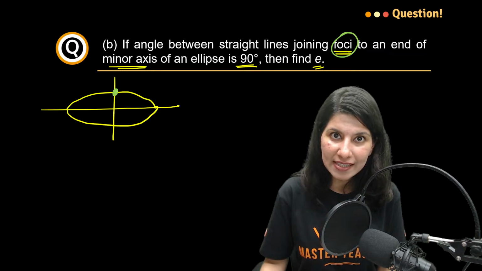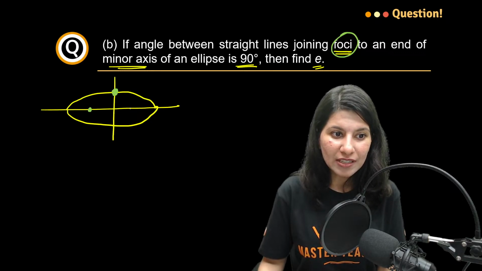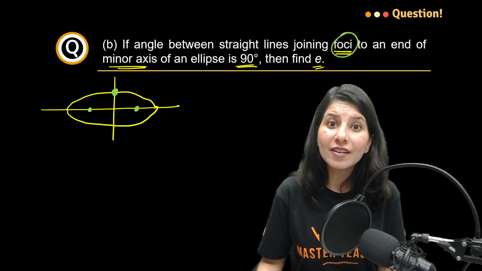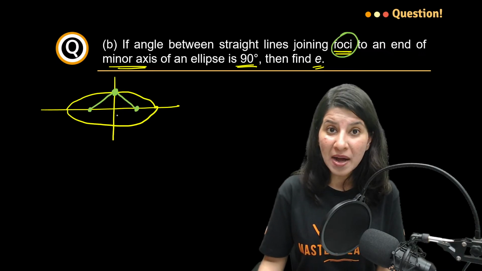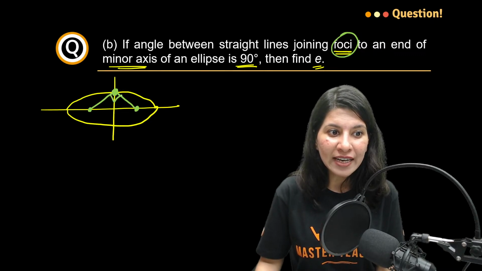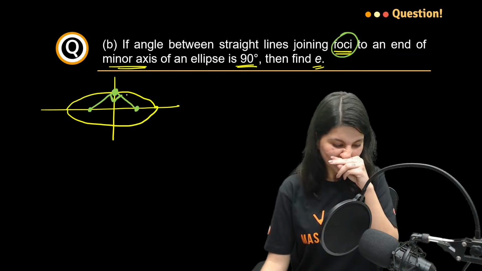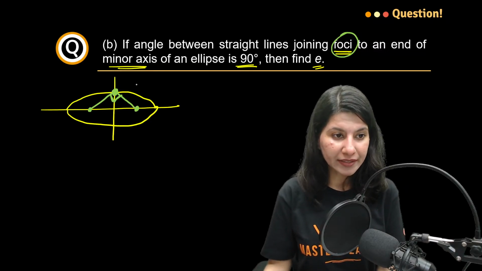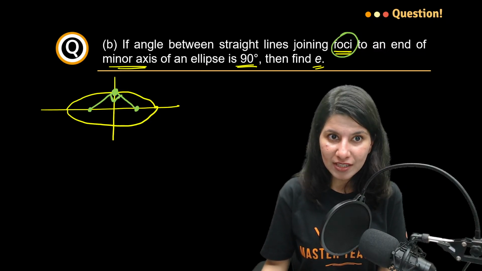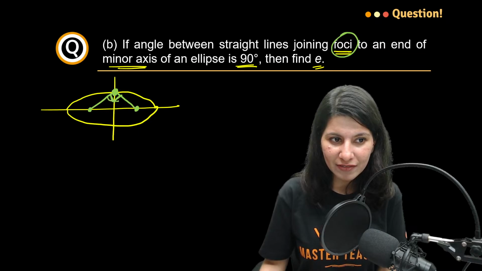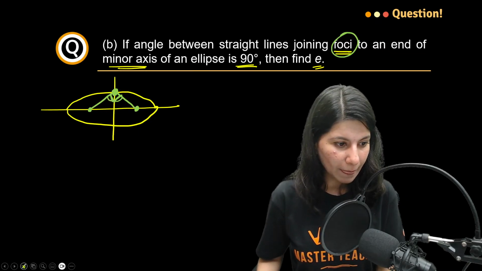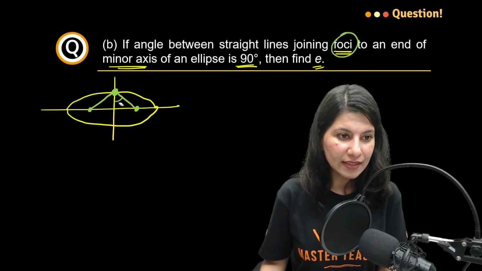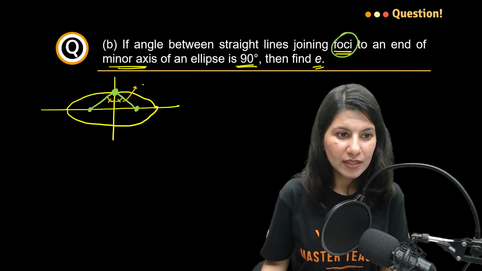So this is your minor axis end, and these are both the foci. The lines joining the foci and the end of the minor axis form an angle of 90 degrees. Now as per the symmetry, if this is 90 degrees, can I mark this as 45 and this as 45? If this whole angle is 90 degrees, then these two angles are equal by symmetry, and both the angles are 45 degrees.